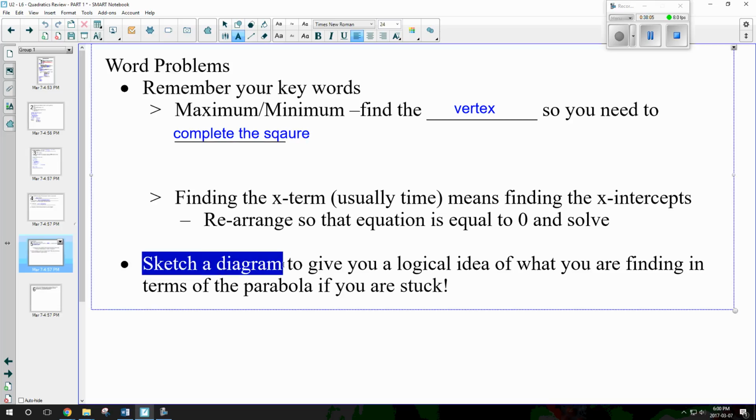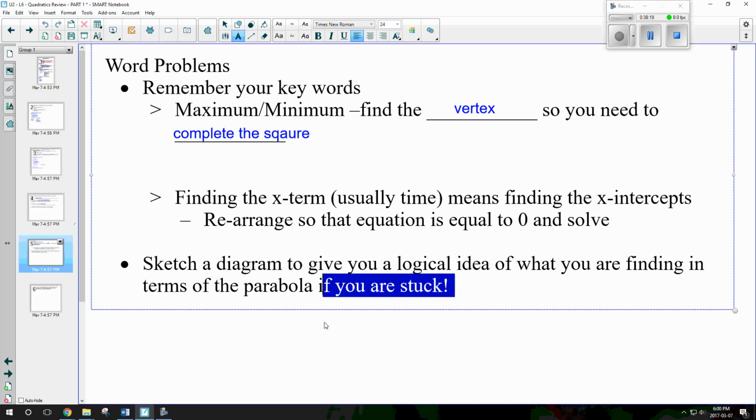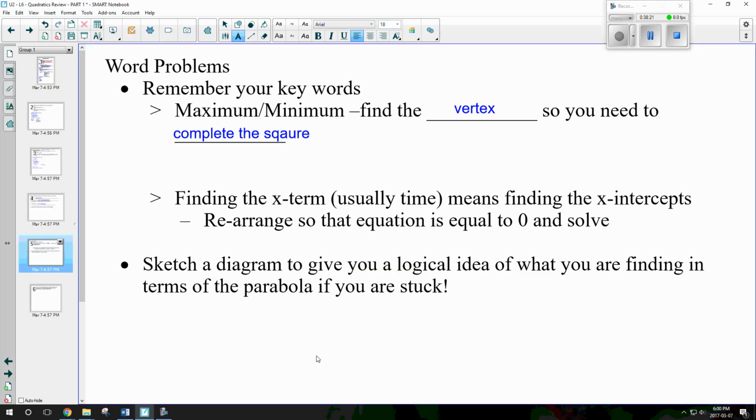Depending on what type of example you're looking at, if you sketch a little diagram, it often will give you a logical idea about what the problem or the situation looks like, so that you know what you're looking for. That's a great thing to help you when you're stuck, if you're trying to figure out, okay, what exactly are they asking me to solve for? Draw a diagram and see what logically makes sense.